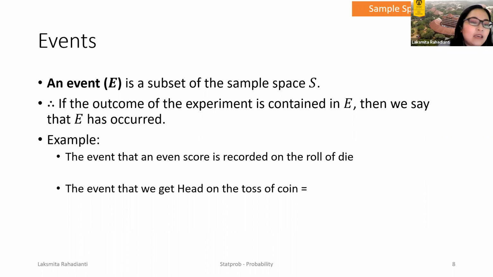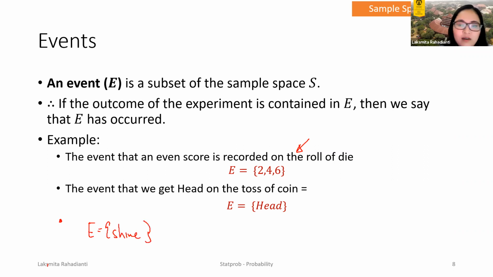Like, for example, the event that an even score is recorded on a roll of die, those are the events that would fulfill this description. When I'm talking about the event that an even score comes up, if it comes up 2, that fulfills it, 4, it fulfills it, and 6, it fulfills it. The event that we get head on the toss of a coin, E equals head, and the event that today is not raining, as it actually is not raining, then I could say E equals shine.